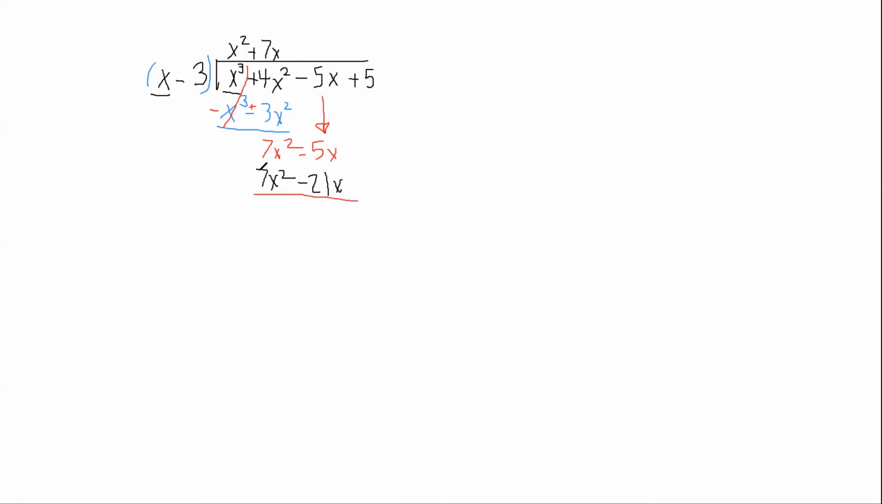All right, so again, the first ones are canceled out. This is subtracted, so it's canceled. This becomes positive again. So we have minus 5 plus 21, which gives us 16.